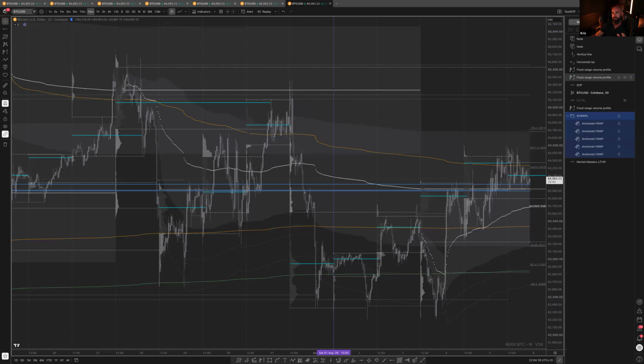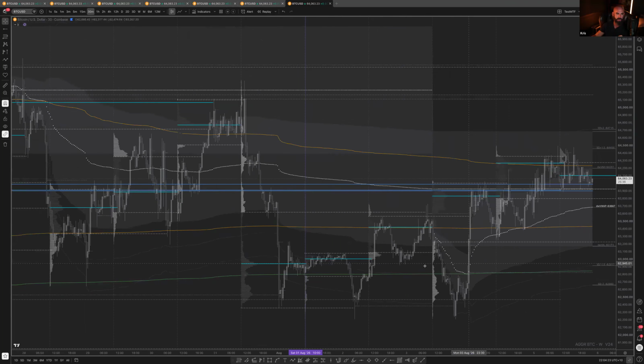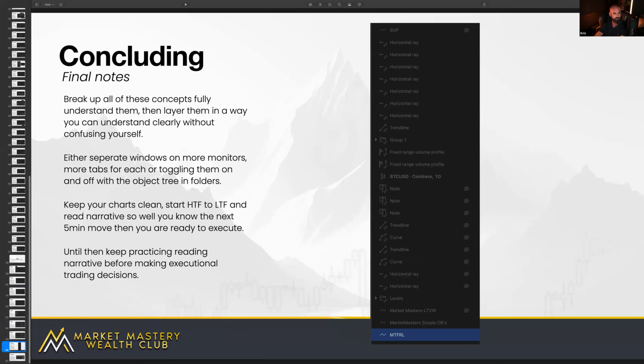But that's just a bit of a tip for those who don't have the screen real estate and don't want a chart looking like this, because it's going to do you more harm than good.